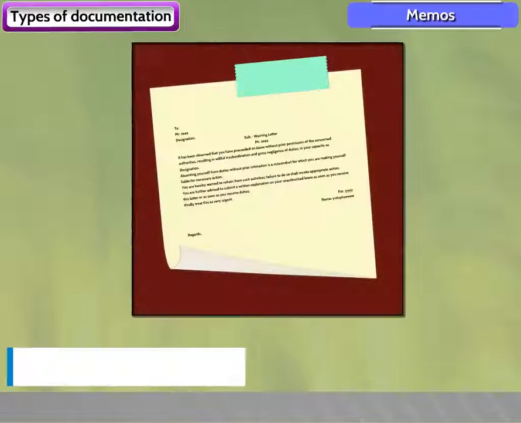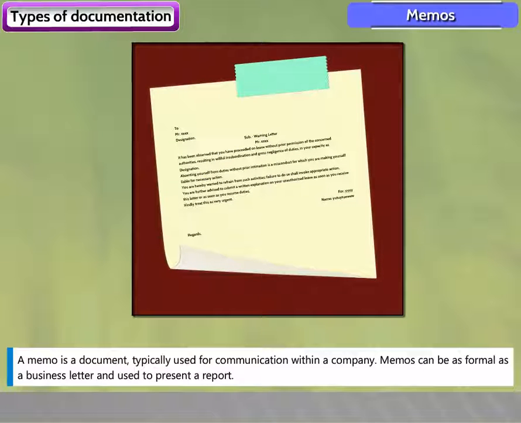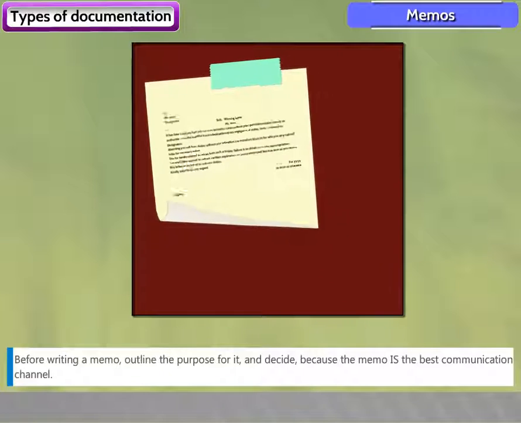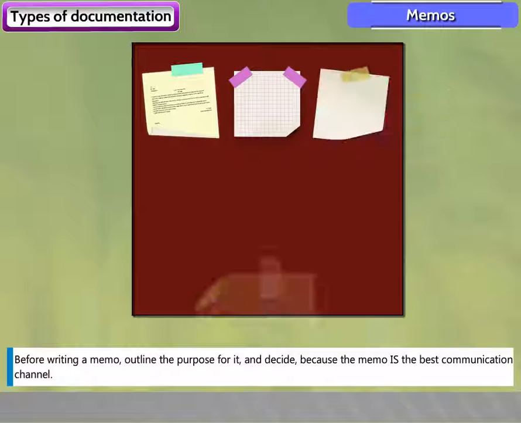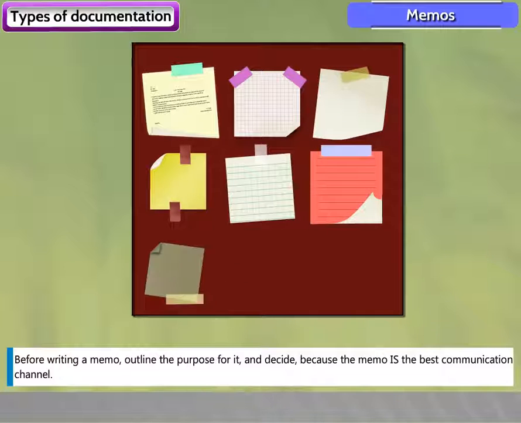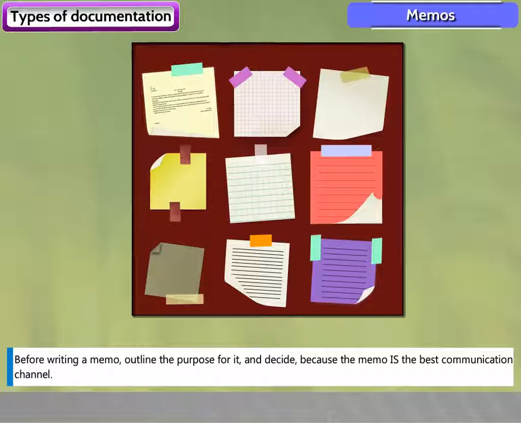Memos. A memo is a document typically used for communication within a company. Memos can be as formal as a business letter and used to present a report. Before writing a memo, outline the purpose for it and decide whether the memo is the best communication channel.